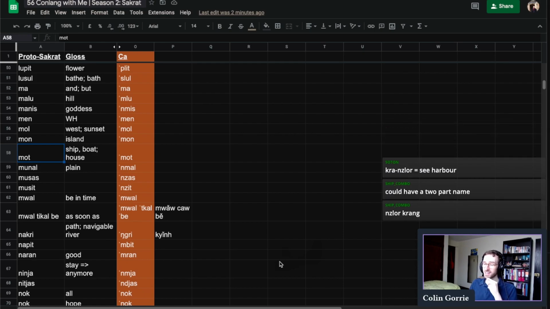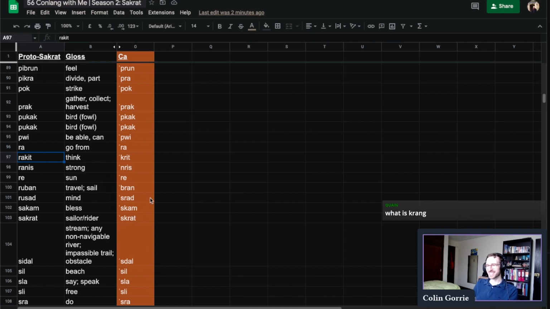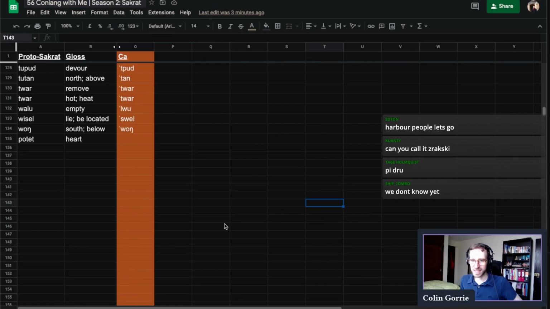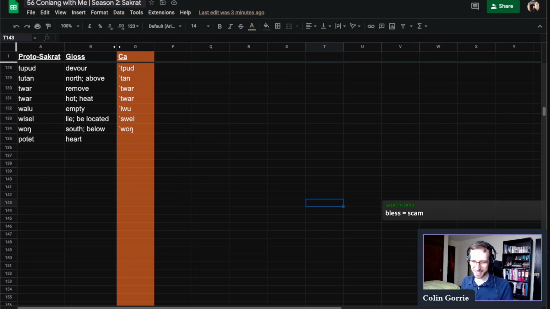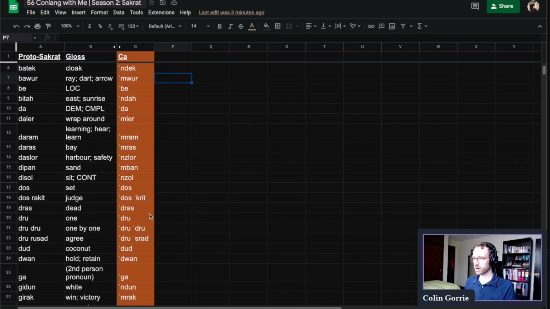Oh, satan. Mpram. It's kind of cool. Scam. That's unfortunate. And almost at the end now, I think. Krang has no meaning yet. It could be an ethnonym. Okay, so that's what we have. Bless is a scam. Yep, basically. Okay, harbor. I'm looking at the votes, and I think we have a clear winner, nzlor. Nzlor, which means safety or harbor.